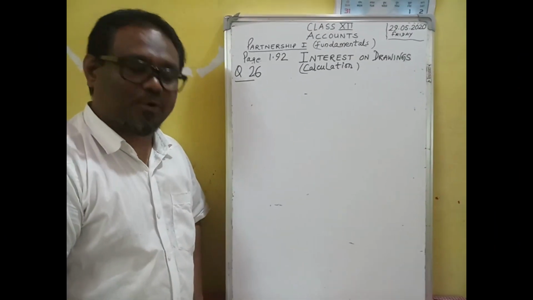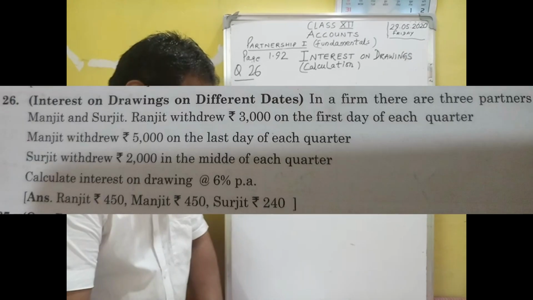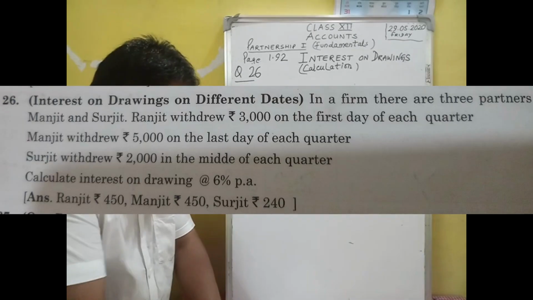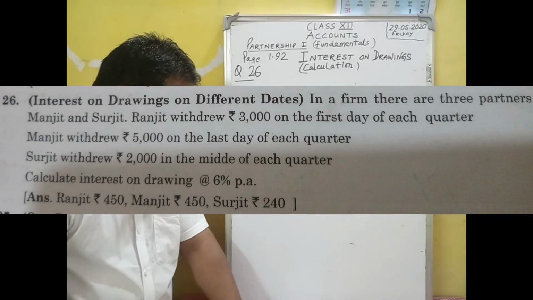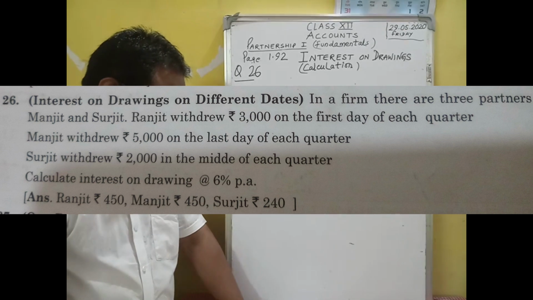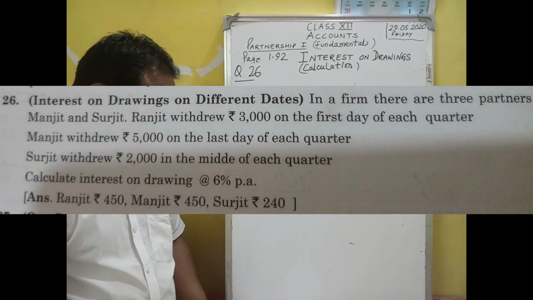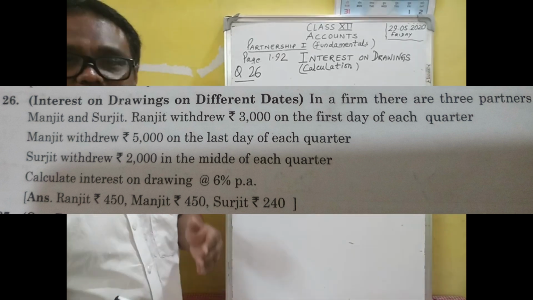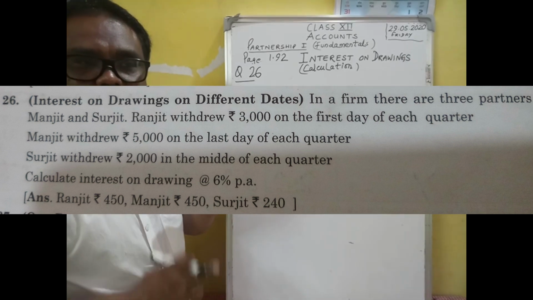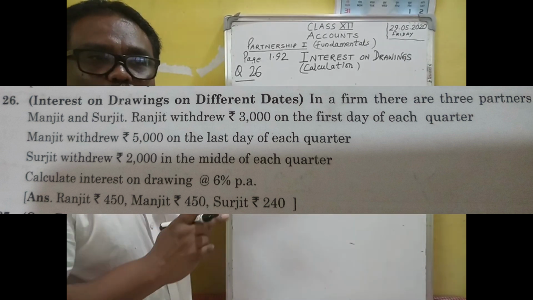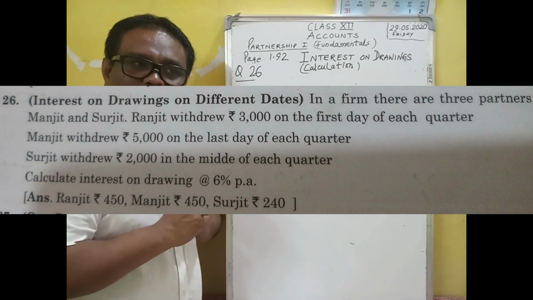Now we will solve question number 26. Here also interest is drawn in the different dates. Ranjit, Manjit and Surajit, they are partners. Ranjit withdraws 3,000 on the first day of each quarter, quarterly. In a year there are 4 quarters. Each quarter consists of 3 months.